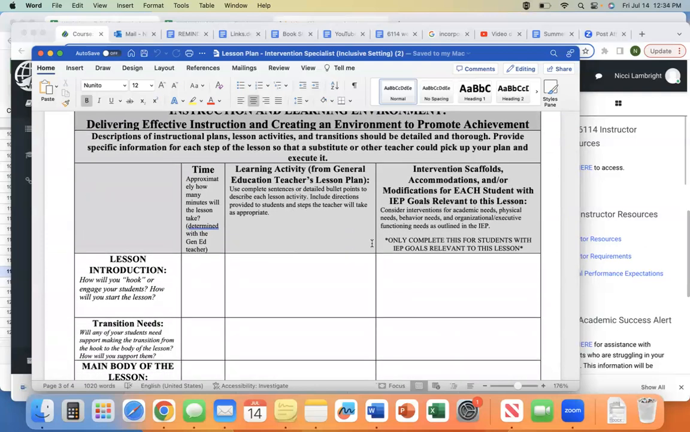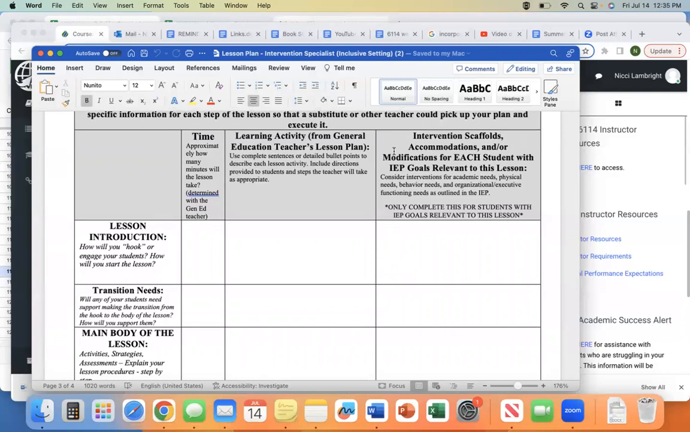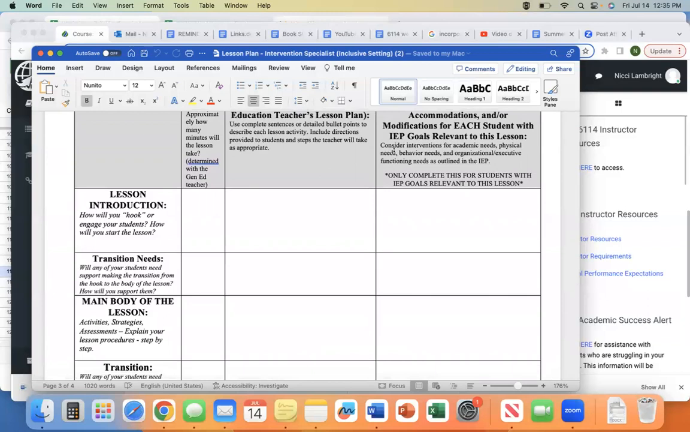In this section, the big thing here is looking over to the right. This is the part that's different from a typical lesson plan. What are those scaffolds and accommodations, modifications, visuals? What are you doing additionally for students who need extra support in that general education session as the lesson is being taught to all students?